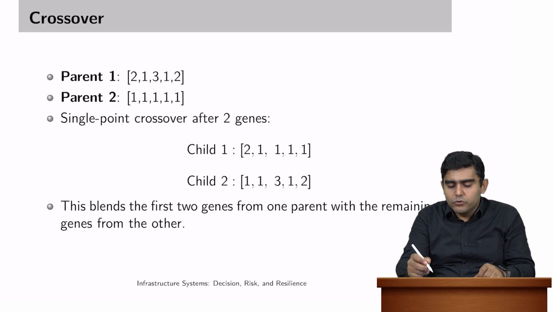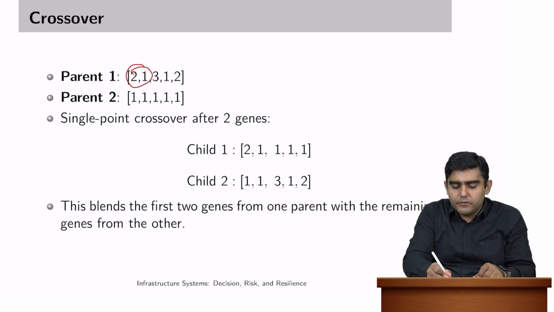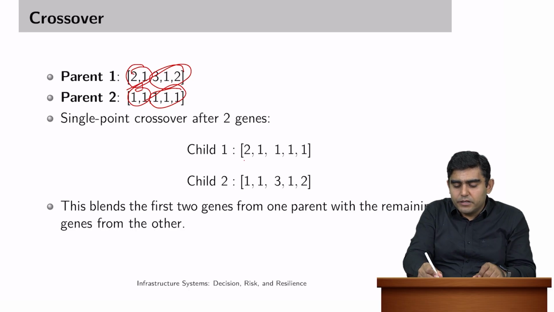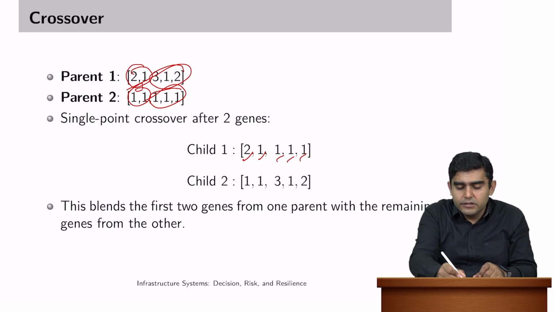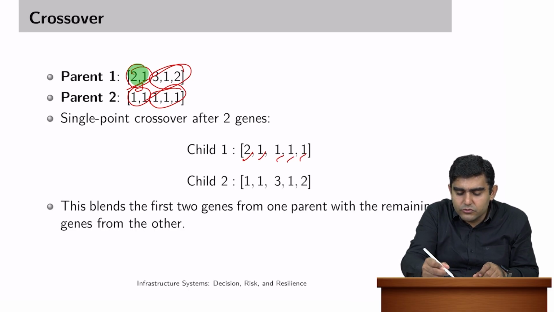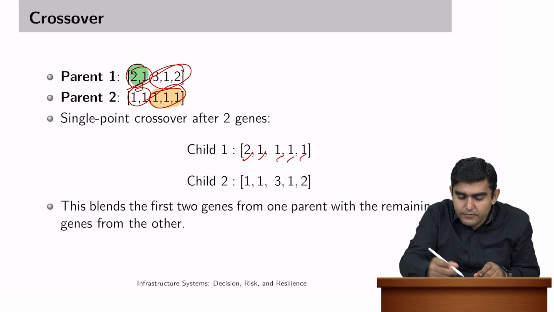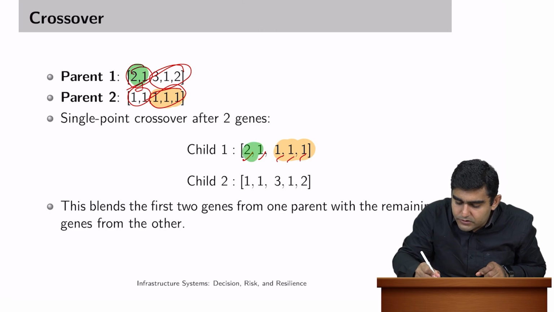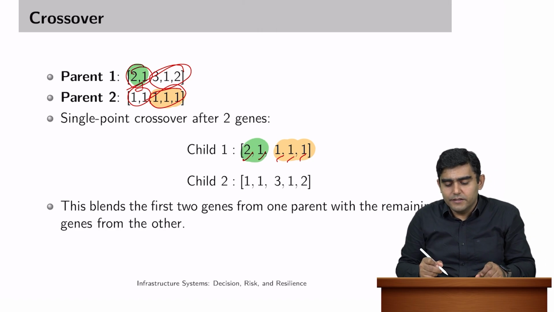Again, we use the same rule, or we can define our rule: first two come from here, last two come from here, first two come from here, last three come from here. So child 1 will become 2 1 1 1 1. So just to highlight, this 2 1 comes from here, this 1 1 1 comes from here, so this comes from here, and this 2 1 comes from here.